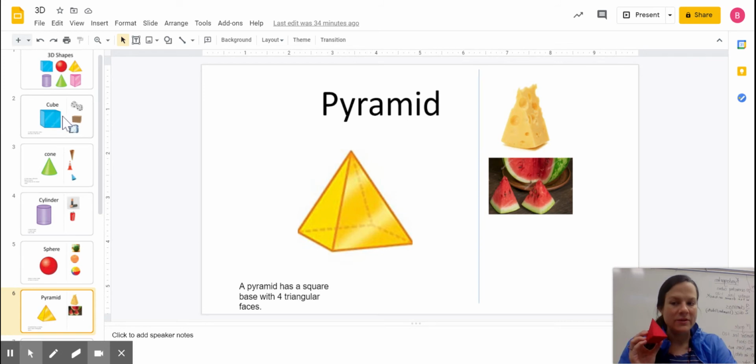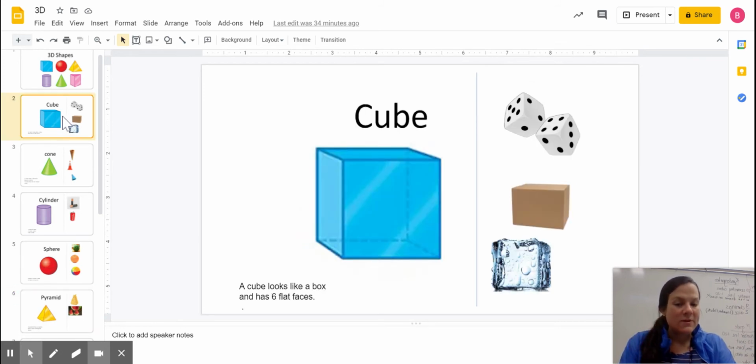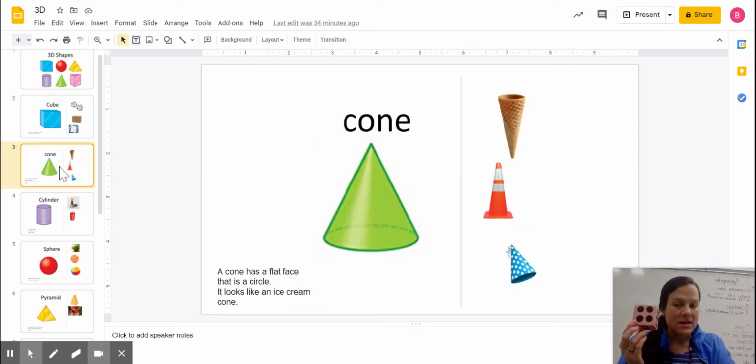Now let's go back and review. The first shape is a cube. Good job. I remember cube. Looks like a box or an ice cube you put in your drink, or a dice. The next one is called what? Do you remember? I remember it because it looks like an ice cream cone. A cone.